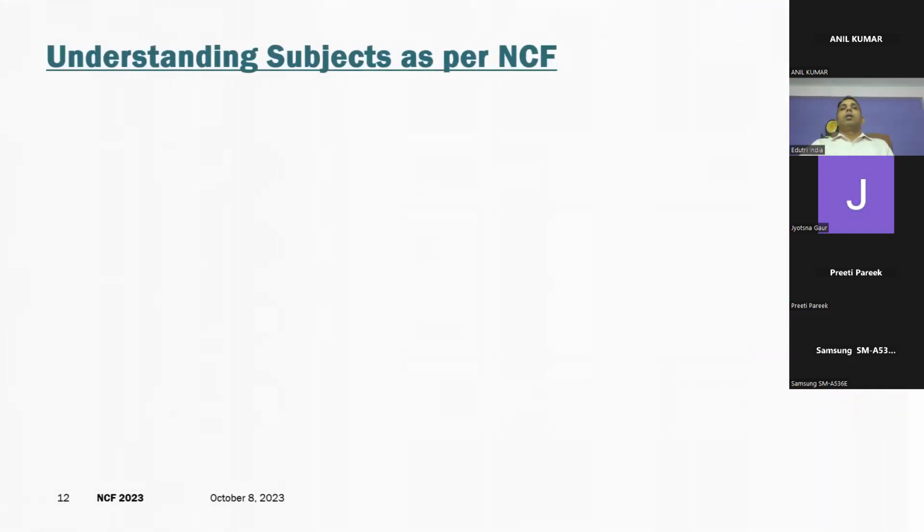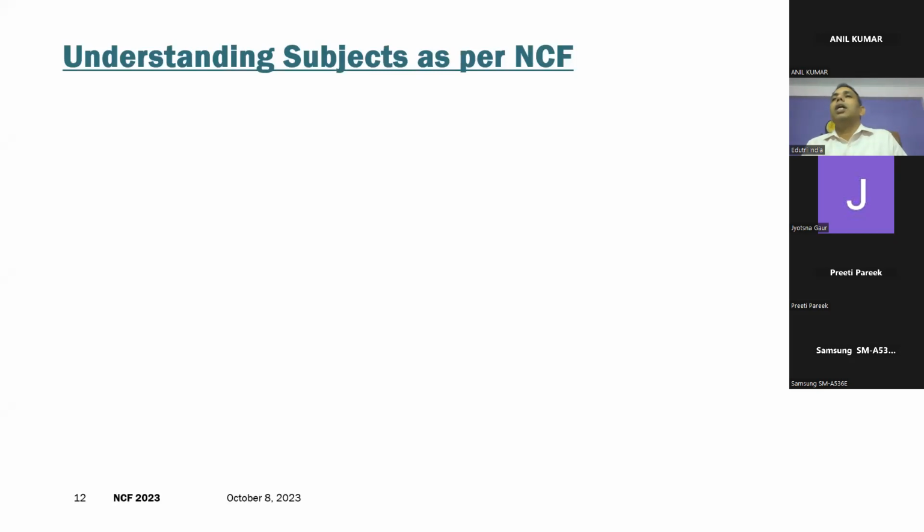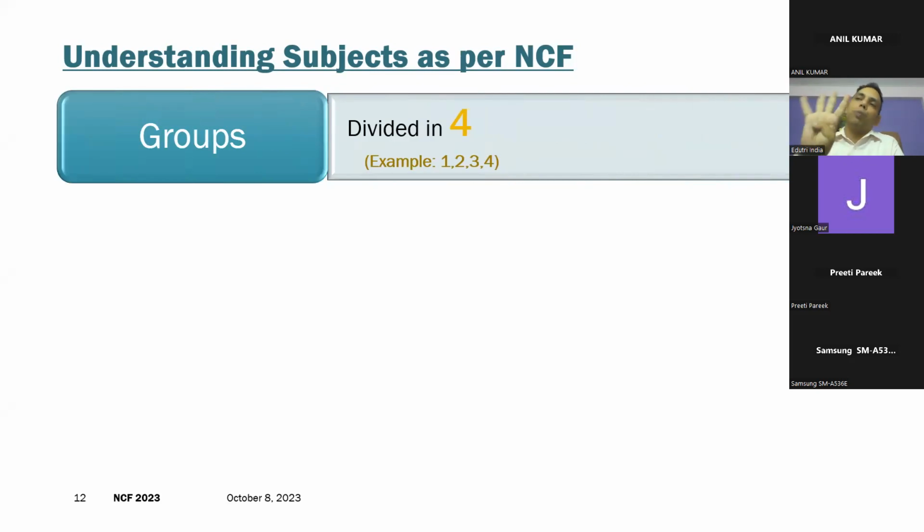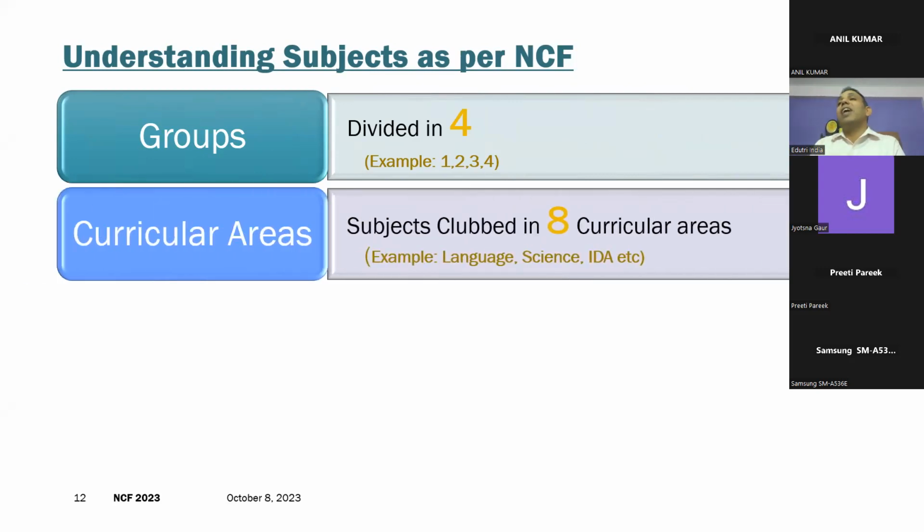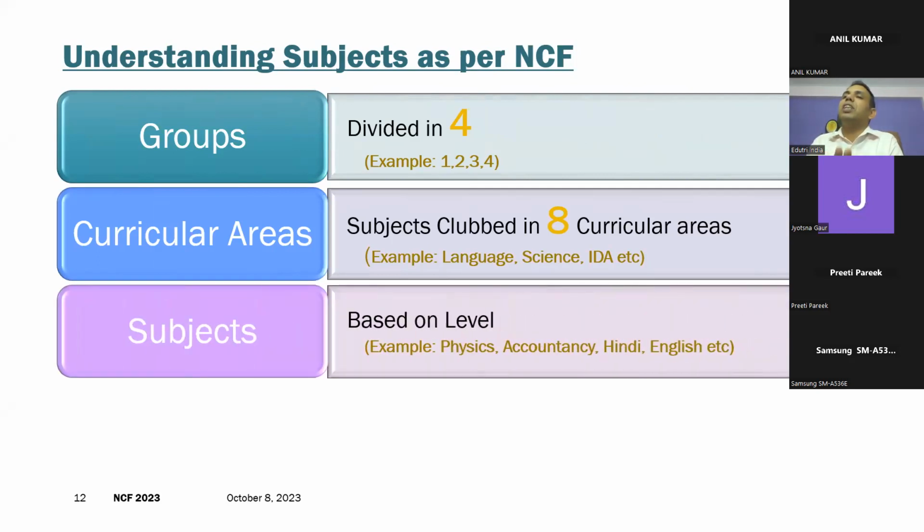So now, subjects, if you go through the NCF, they have divided all the subjects into four groups, and they have divided all the subjects into 8 curricular areas. I'm repeating, they have divided all the subjects into 4 groups and 8 curricular areas. Then whatever subjects you have, physics, chemistry, accountancy, it can be part of group 1, 2, 3, 4, and part of curricular area 1, 2, 3, 4. I will let you know.